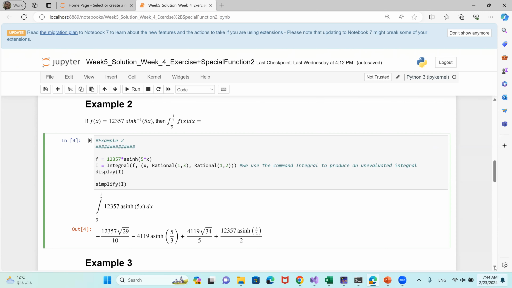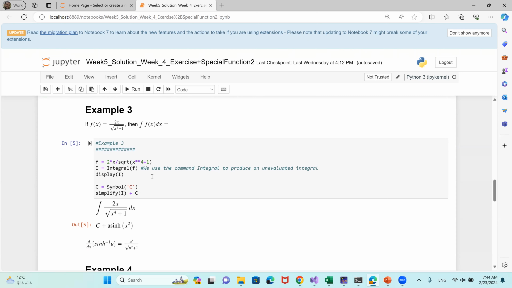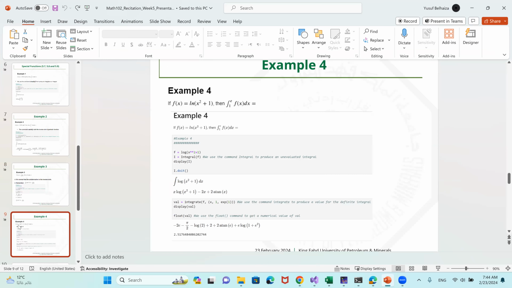And for our example 3, this is what we were just explaining as the integral of 2x divided by square root of x to the power 4 plus 1. Okay, with the concept of integration and just the expression here of the antiderivative with a constant. So the result is arc sine hyperbolic of x squared plus c. This note is added just as a reminder to explain why we got such an antiderivative. Now we move to the next question, which is example 4.